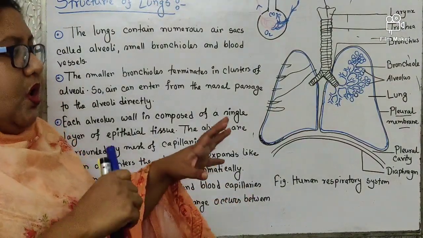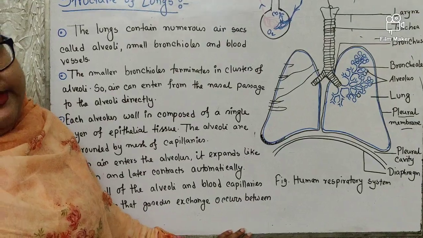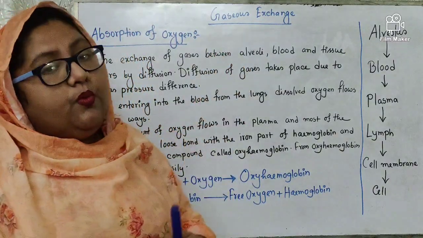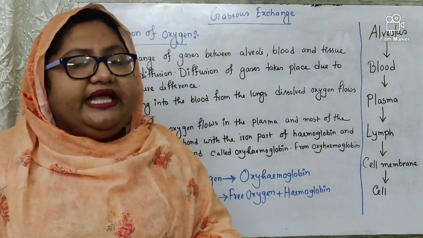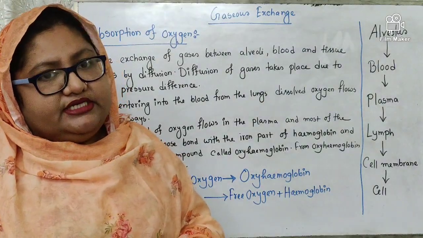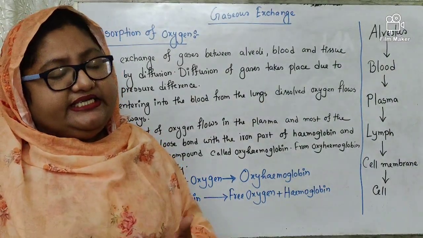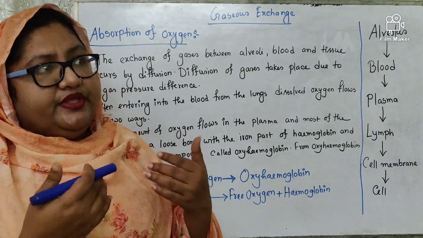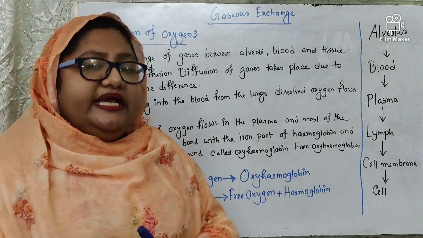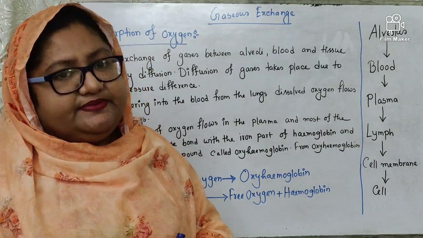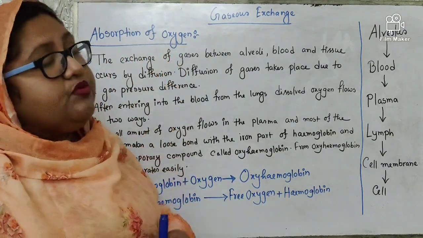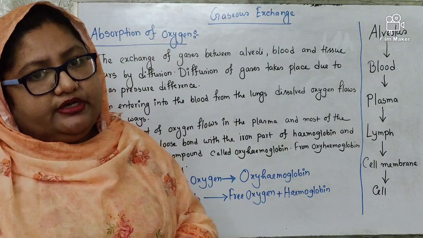So this is all about the structure of lungs. Now, gaseous exchange. What does gaseous exchange mean? Gaseous exchange means the exchange of oxygen and carbon dioxide. Okay. This exchange of gases takes place between the air and the blood vessels of the lungs. Gaseous exchange takes place in two steps. Okay. One is absorption of oxygen, and another one is expelling of carbon dioxide.